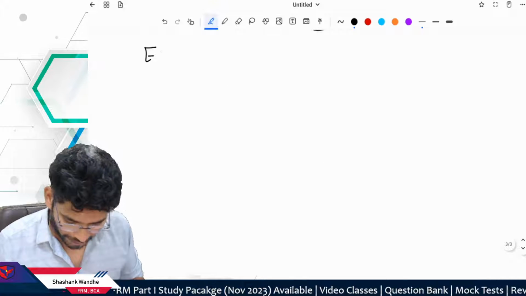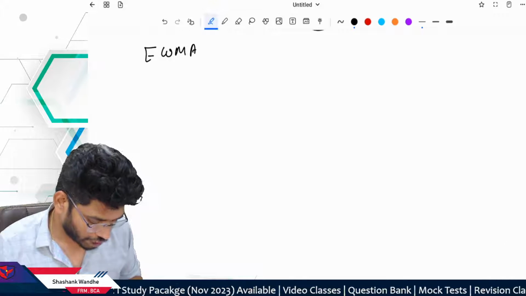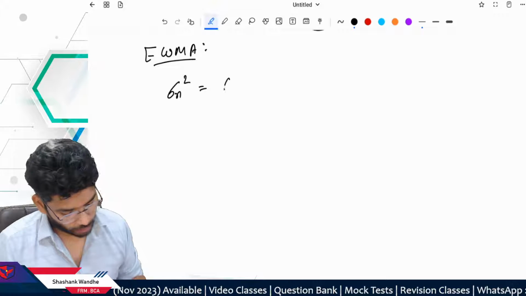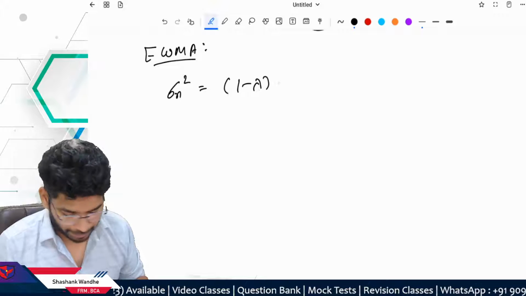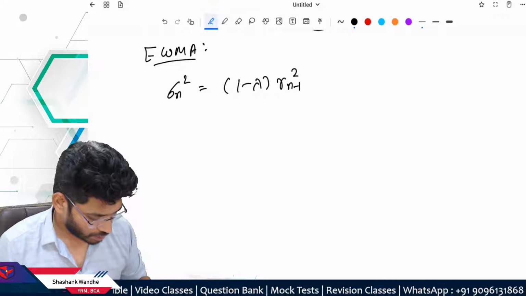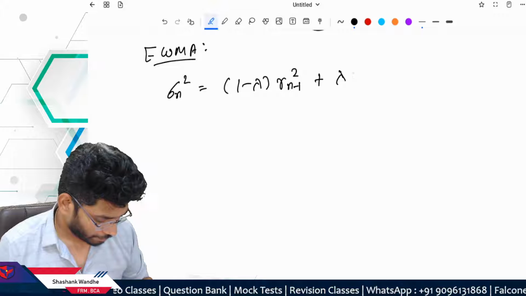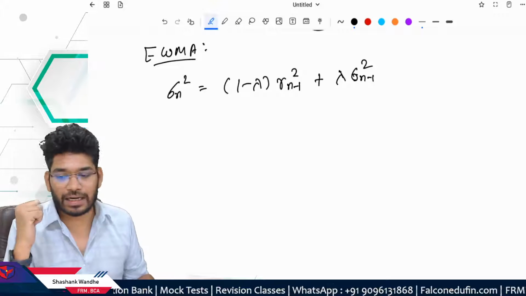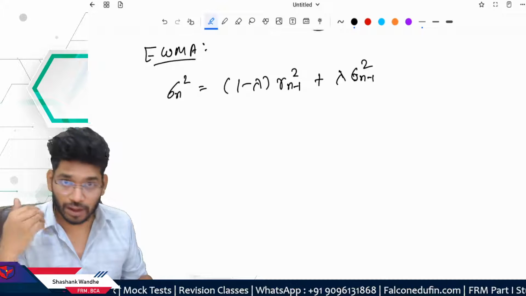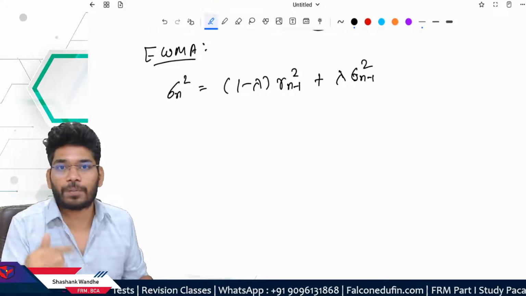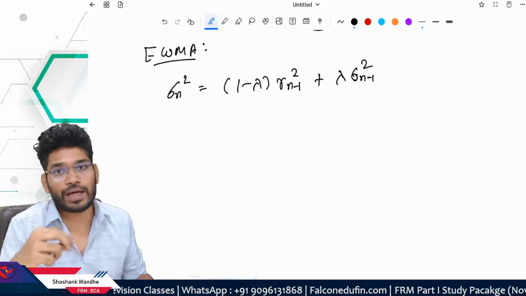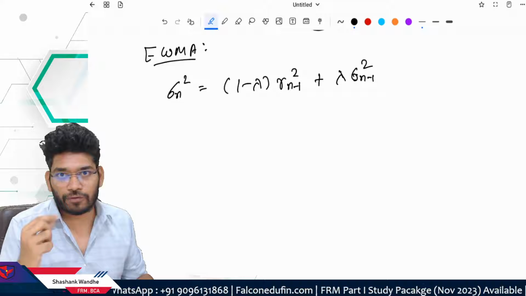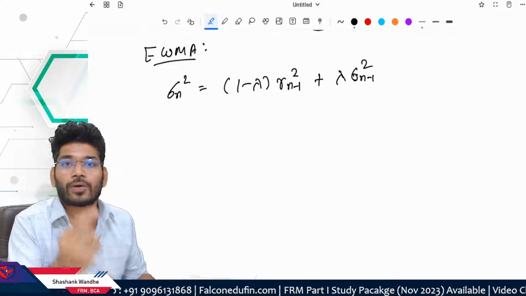So the first method we have is the EWMA, exponentially weighted moving average, and the formula for the EWMA is sigma n squared equals (1 minus lambda) multiplied by R n minus 1 squared, plus lambda sigma n minus 1 squared. Meaning the previous day's standard deviation and previous day's return, also known as the drift, will help you in calculating today's volatility. In the same manner, today's volatility and today's drift will help you in calculating tomorrow's volatility, and so on.